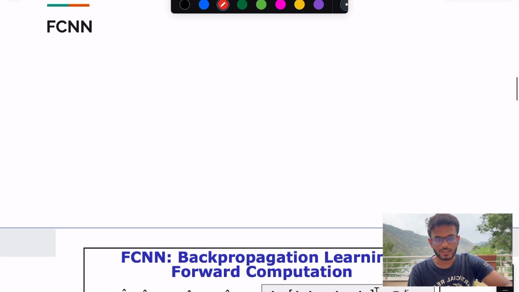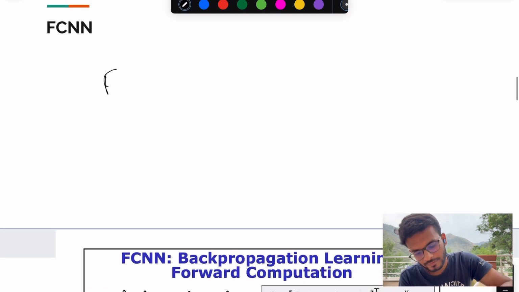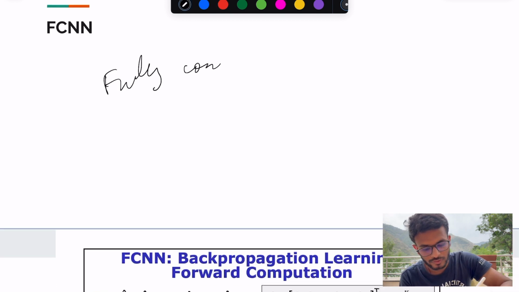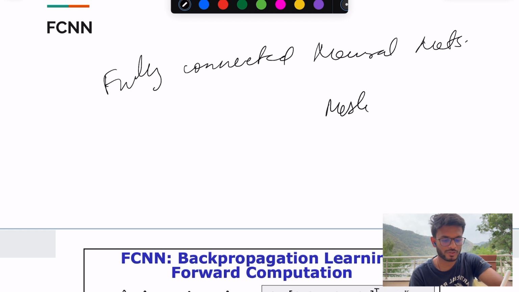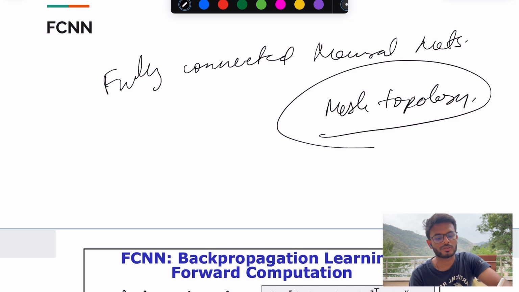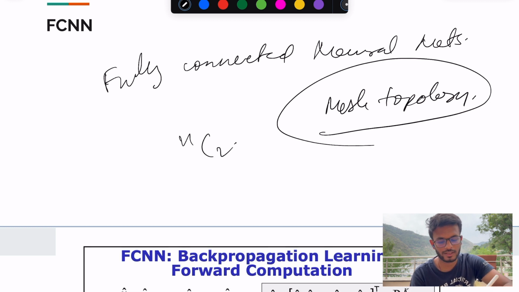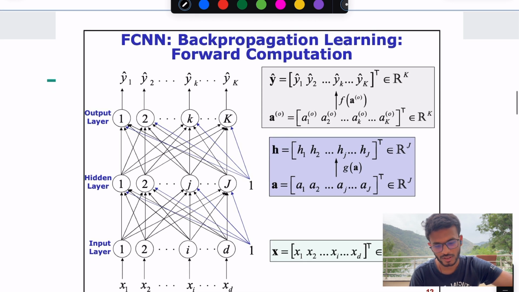So, FCNN, fully connected neural nets. Now, if you want to take an analogy, it's equal to the mesh topology. What happens over there is NC2, so everything is connected over there.